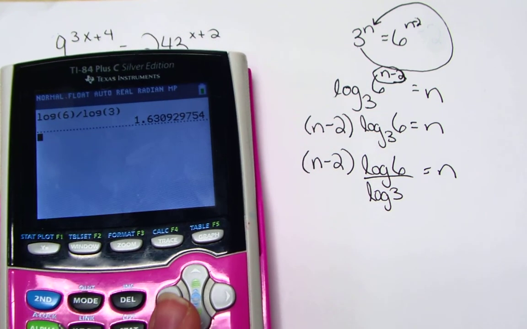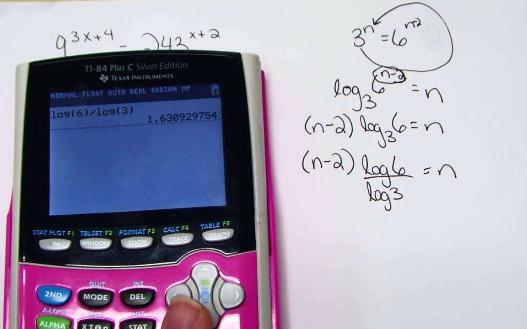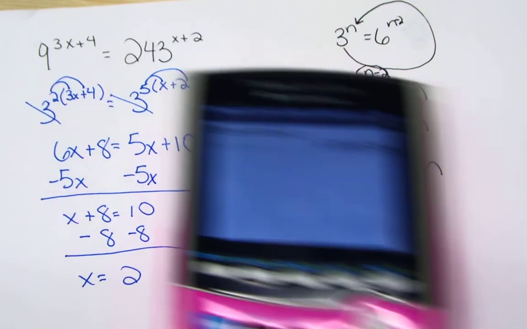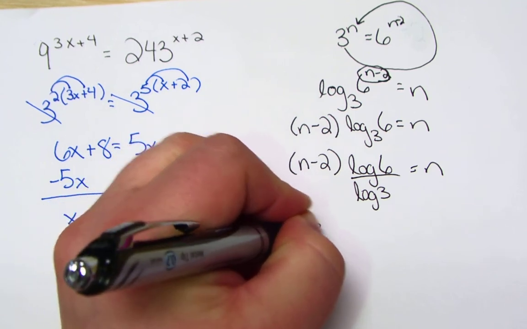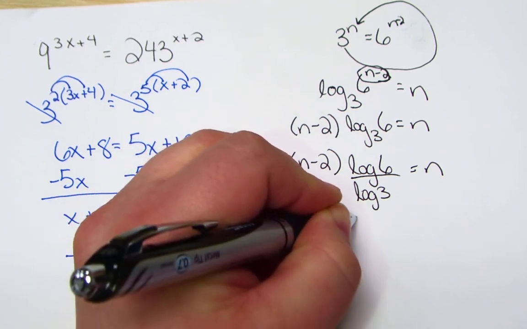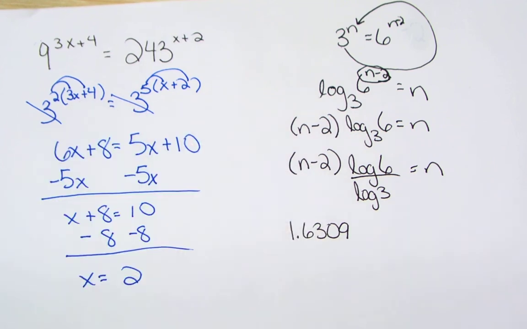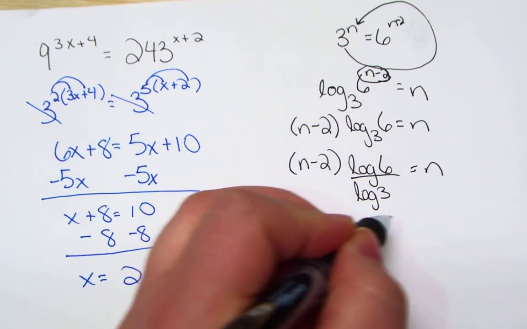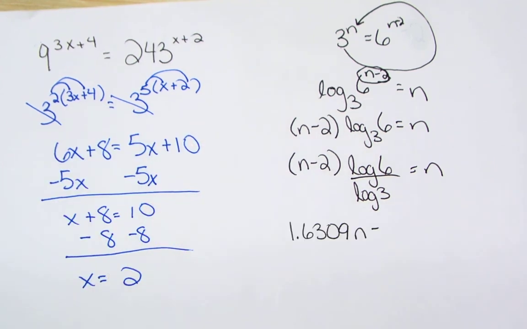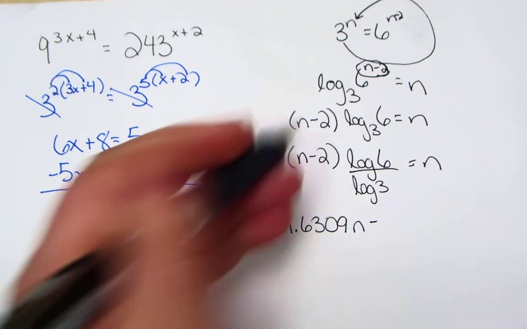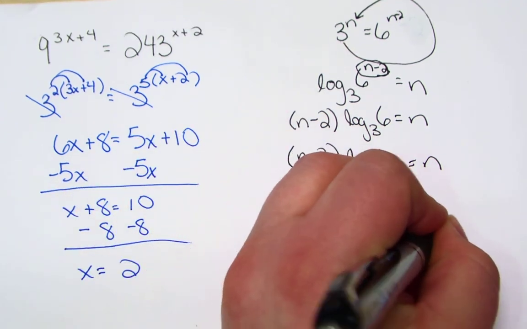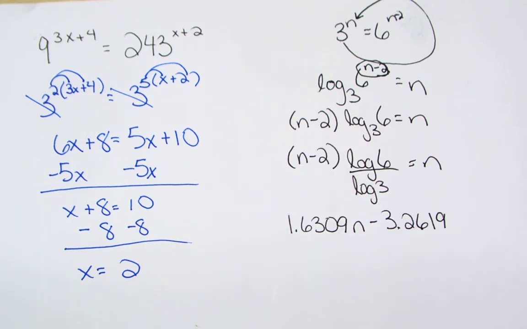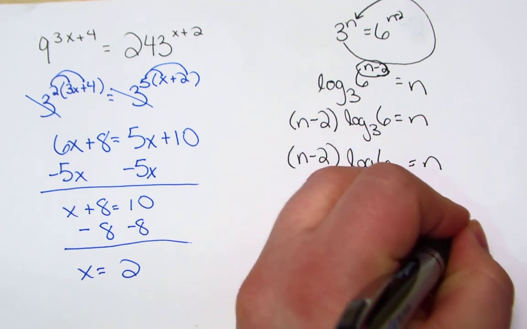And that number has to be distributed to both the n and to the negative 2. So I'm going to get 1.6309 n minus, and multiply that number by negative 2. So I get 3.2619 equals n.